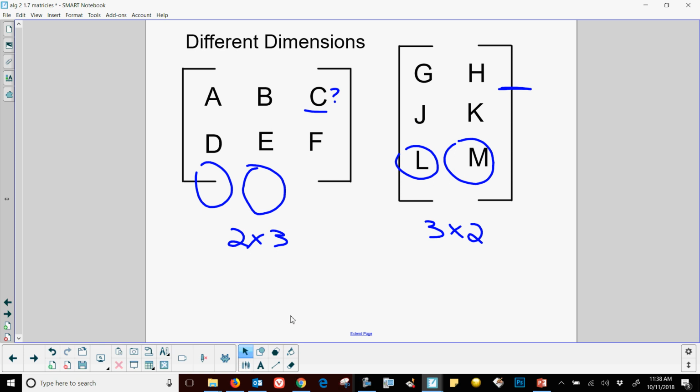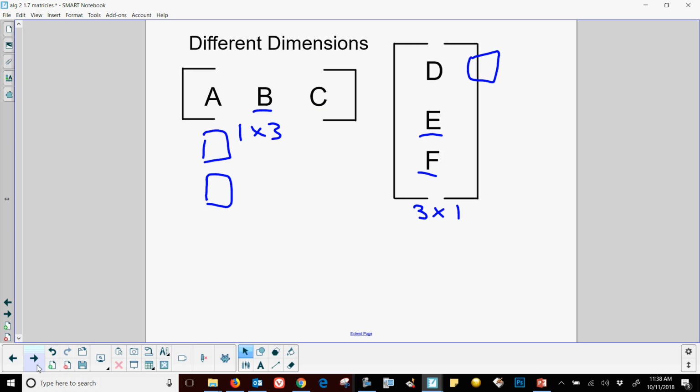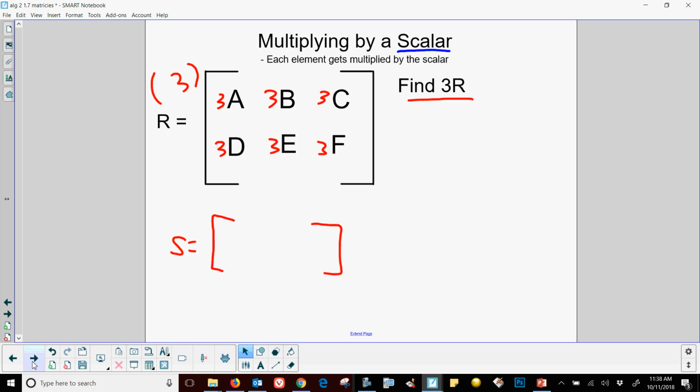Those what ifs and how are you going to do it kind of things are the reasons why we just don't combine these. Even the 3 by 1 and 1 by 3, you're like, oh, well, A goes with D and B goes with E and C goes with F. It's simple, except it doesn't. So just be careful with these different dimensions.